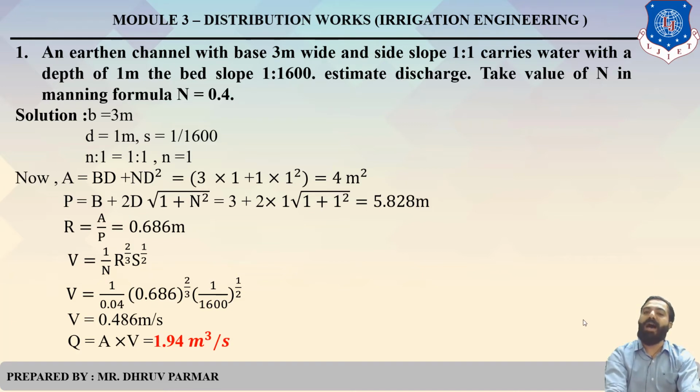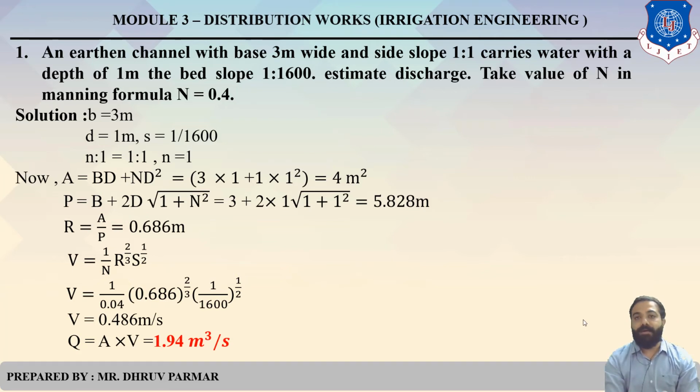So n equals 1/2. Clear? Remember that point, n equals 1/2 in this example. So what is the formula of area? A = BD + nD², so we have width, we have depth. Put these into the equation and we get area equals 4 m².